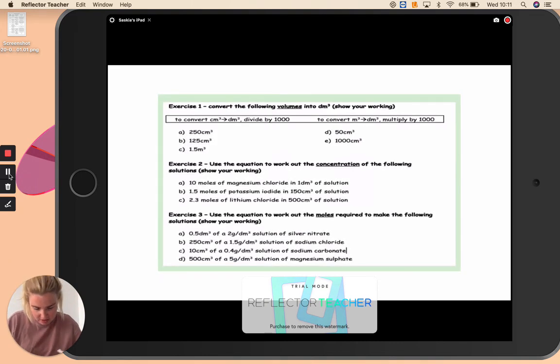Right, so there's quite a few questions to have a go at. The first exercise is just to convert volumes into decimeter cubes. Then there's some calculating the concentration and some calculating the moles. So that's what I'm going to ask you to have a go at now.